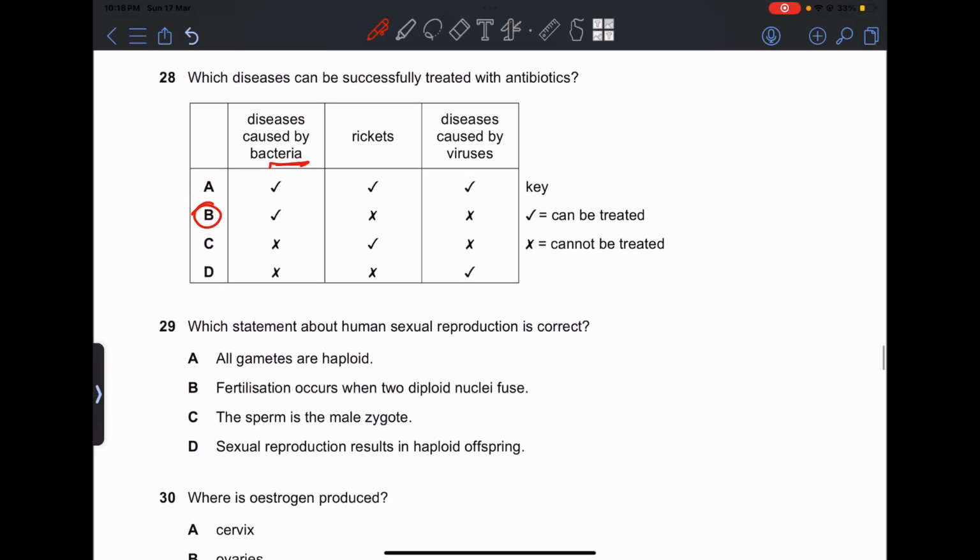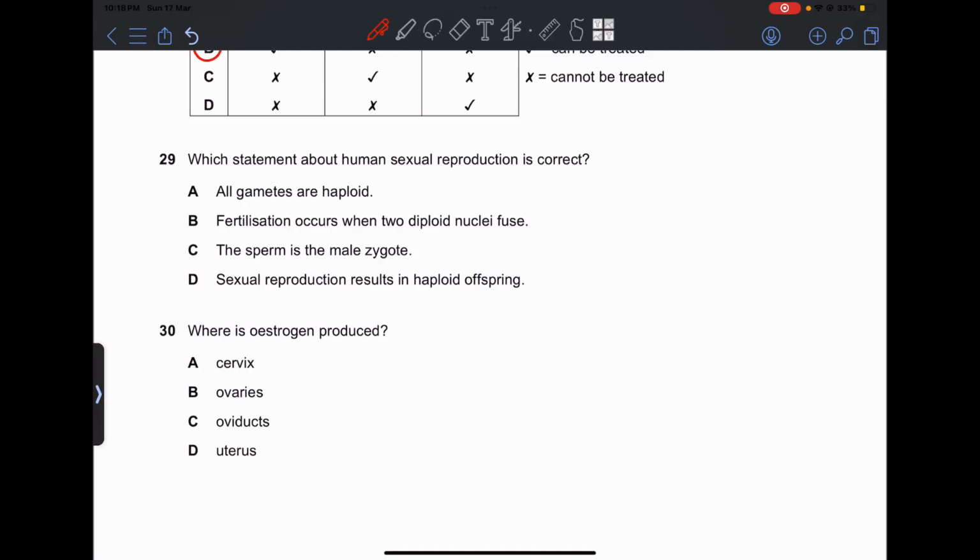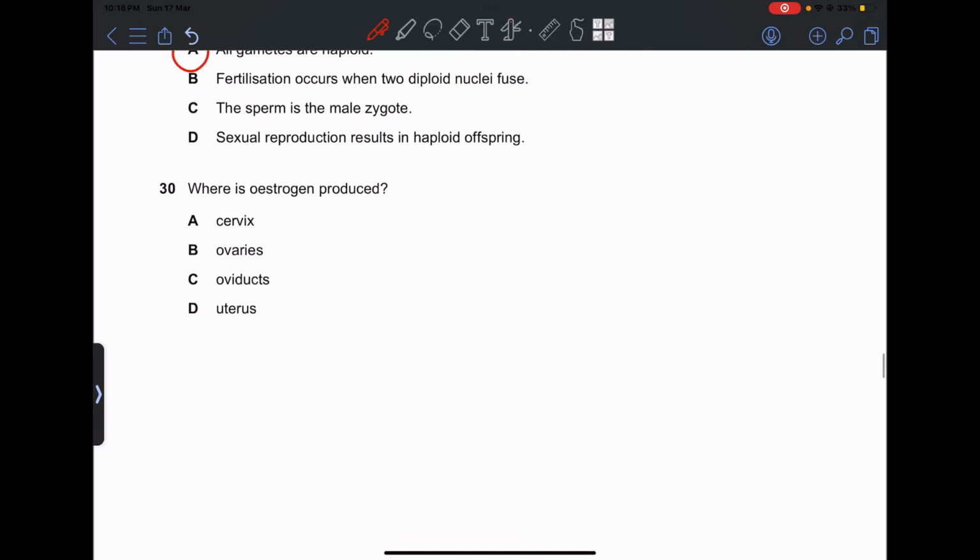29. Which statement about human sexual reproduction is correct? A says all gametes are haploid. This is a correct statement. So our answer is going to be A. 30. Where is the estrogen produced? This is actually in the ovaries, of course. So our answer is going to be B.